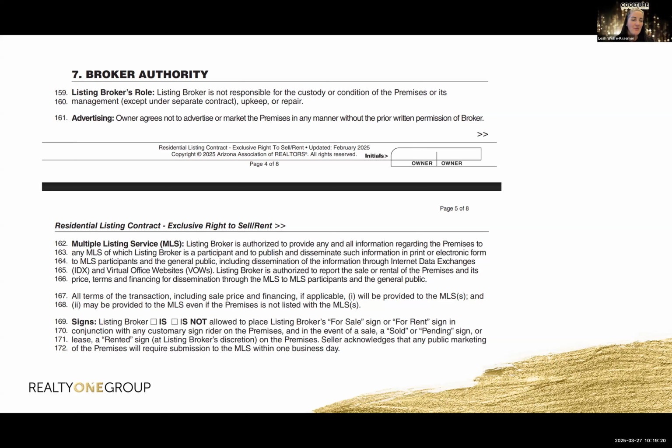All right. Moving on, multiple listing service. Listing broker is authorized to provide any and all information regarding the premises to any MLS of which listing broker is a participant, and to publish and disseminate such information in print or electronic form to MLS participants and the general public, including dissemination of the information through IDX and virtual websites. Listing broker is authorized to report the sale or rental of the premises and its price, terms, and financing for dissemination through the MLS to MLS participants and the general public.